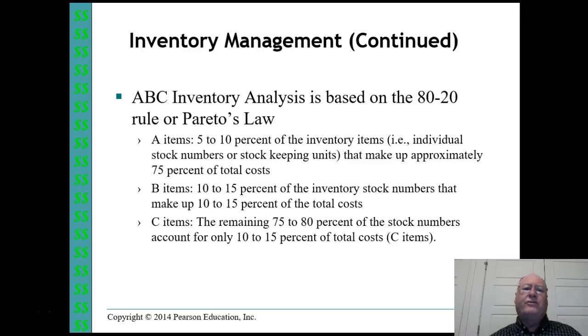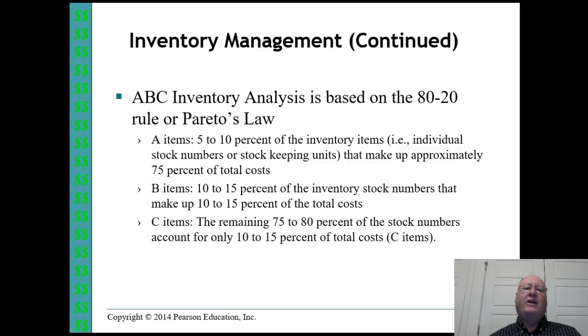Just to make reference to what is called Pareto's Law, or the 80-20 rule, just understand that generally a large percentage of the total cost of your inventory is found in a relatively small percent of your inventory. So, for example, it's what's called ABC. A items are 5 to 10% of your inventory, whether it's stock keeping units, or SKUs themselves, and are probably about 75% of the total cost of your inventory.